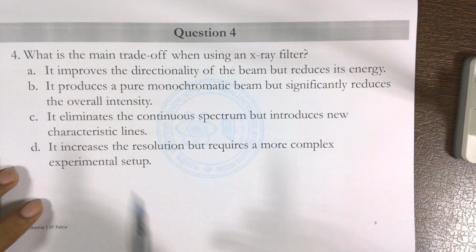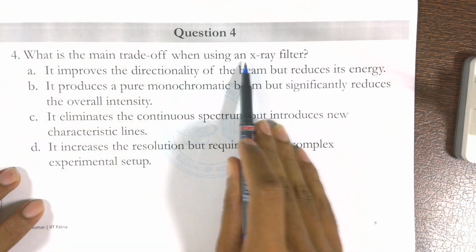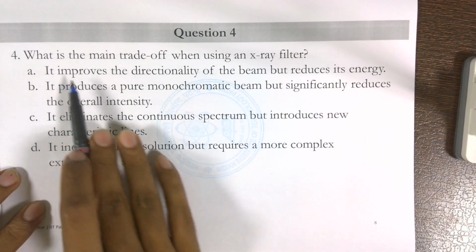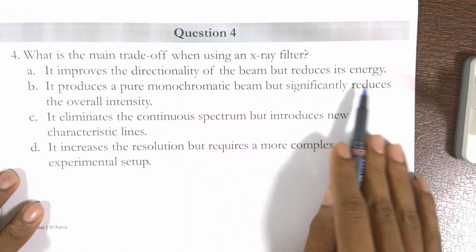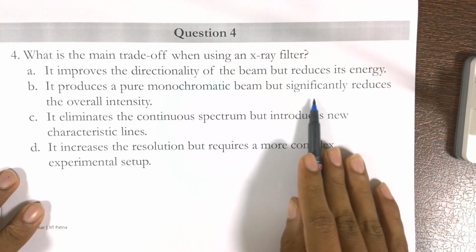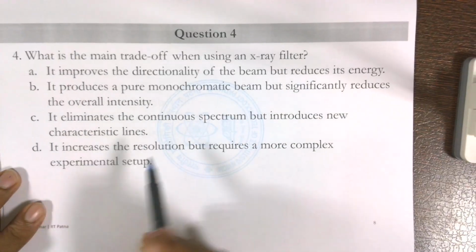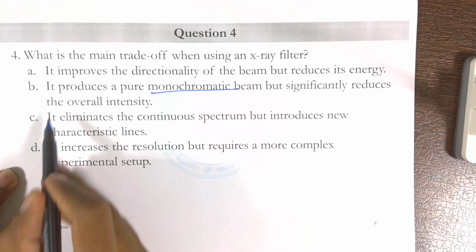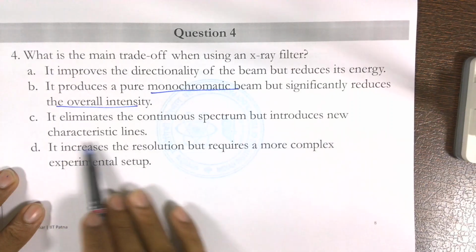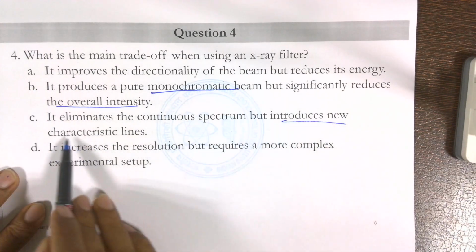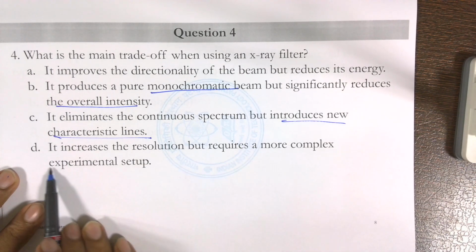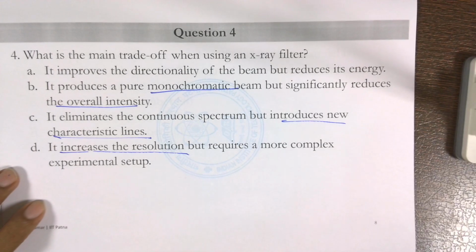Now here, what is the main trade-off when using an X-ray filter? A, it improves the directionality of the beam but reduces energy. B, it produces a pure monochromatic beam but significantly reduces the overall intensity. C, it eliminates the continuous spectrum but introduces new characteristic lines. D, it increases the resolution but requires a more complex experimental setup. What do you think? What will be the right answer over here?